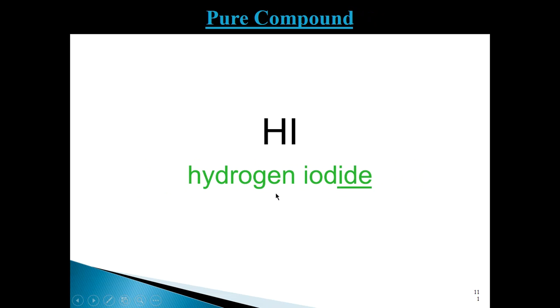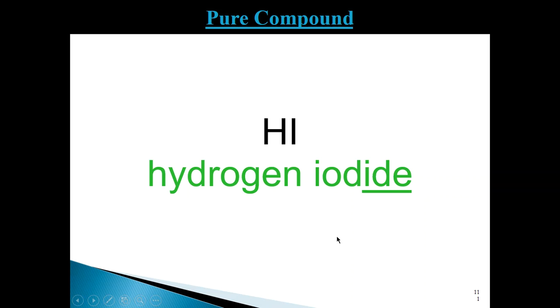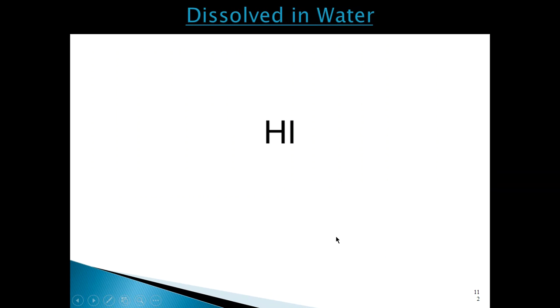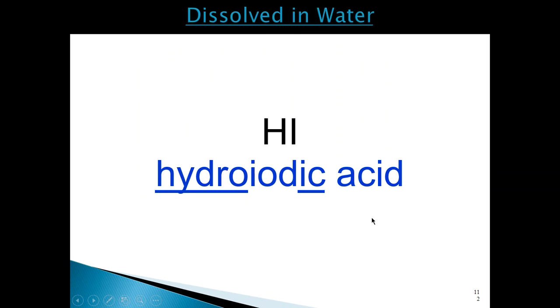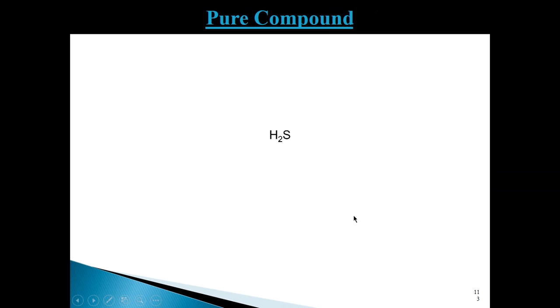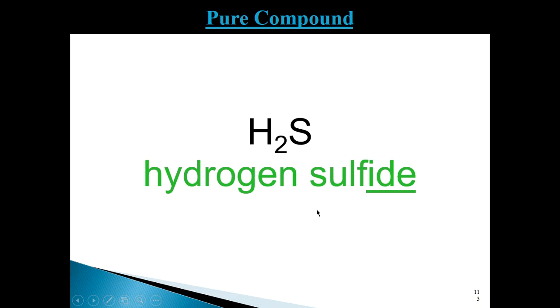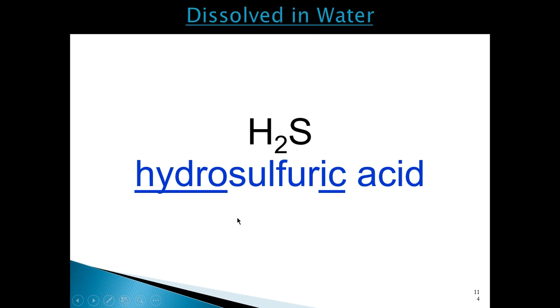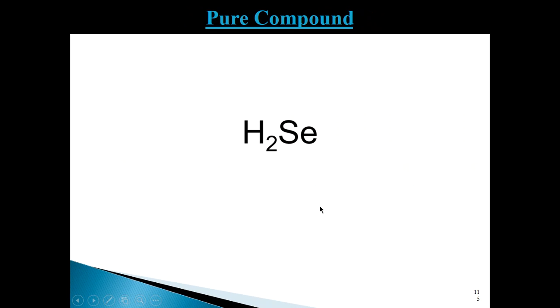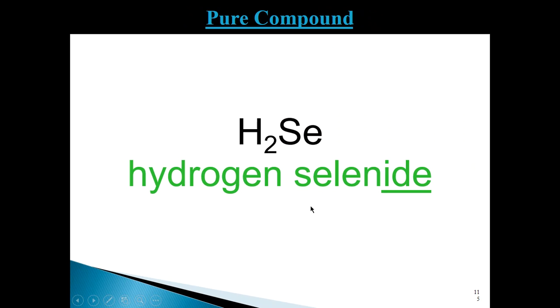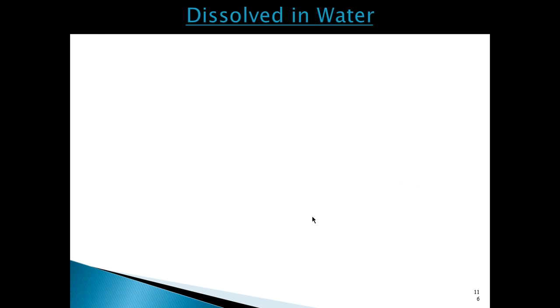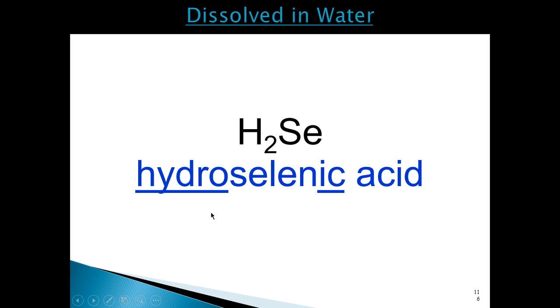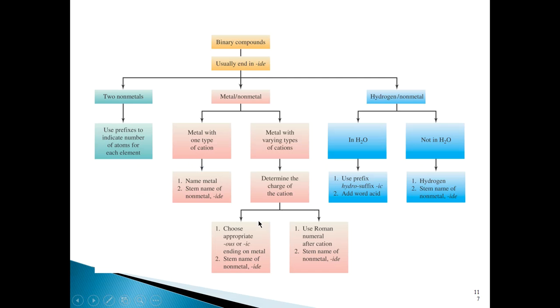Here's another example. This is known as hydrogen iodide. The name of the corresponding acid is hydroiodic acid. All right. The name of this compound is hydrogen sulfide. The name of the corresponding acid when it dissolves in water is hydrosulfuric acid. The name of this compound is hydrogen selenide. The name of the acid formed when it dissolves in water is hydroselenic acid. All right. So that's basically how we name binary acids.